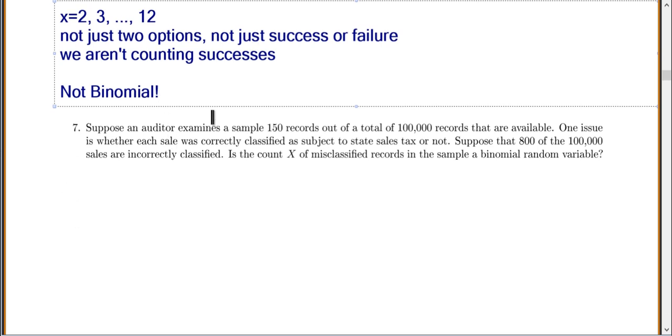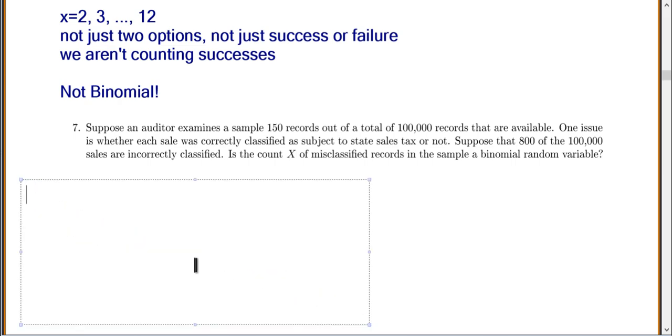Now let's suppose that we have an auditor that examines a sample of 150 records out of a total of 100,000 records that are available. One issue is whether or not each cell was correctly classified as subject to state sales tax or not. Suppose that 800 of the 100,000 cells are incorrectly classified. Is the count x of misclassified records in the sample a binomial random variable?